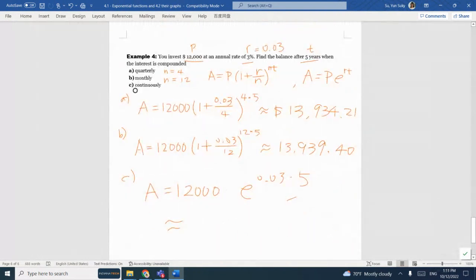Do you see the calculator? Can you see the E? So you type 12,000 and then times, press that E button, E raised to the power 0.03 times 5. What do you get? 13,942.01. Thank you. Everybody? Questions? Do you get different answers?